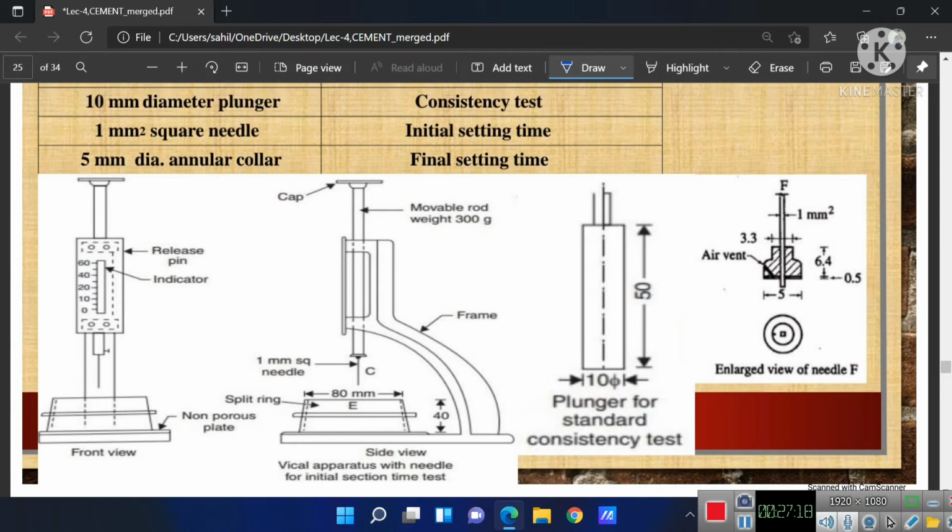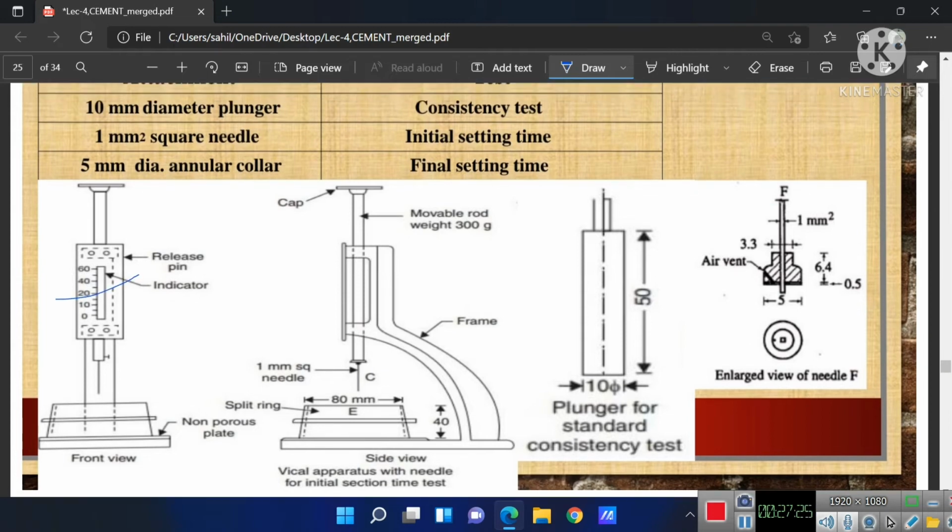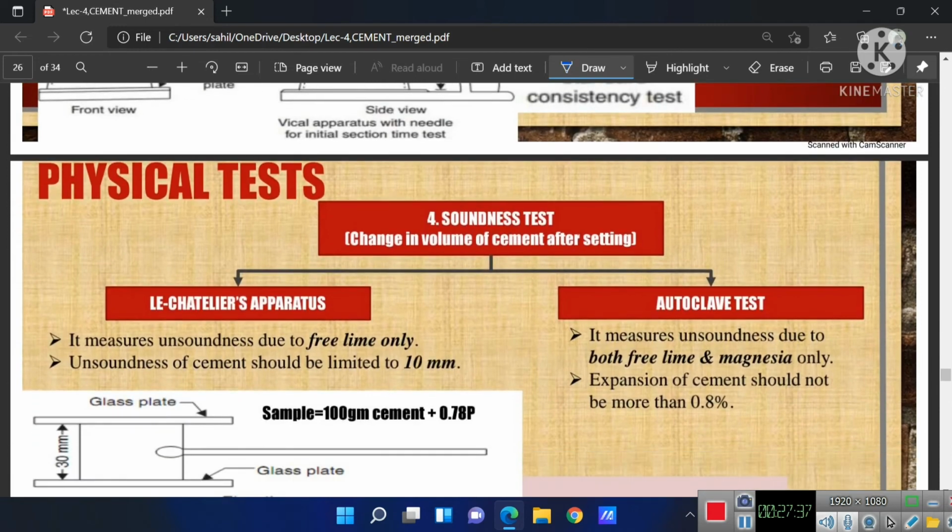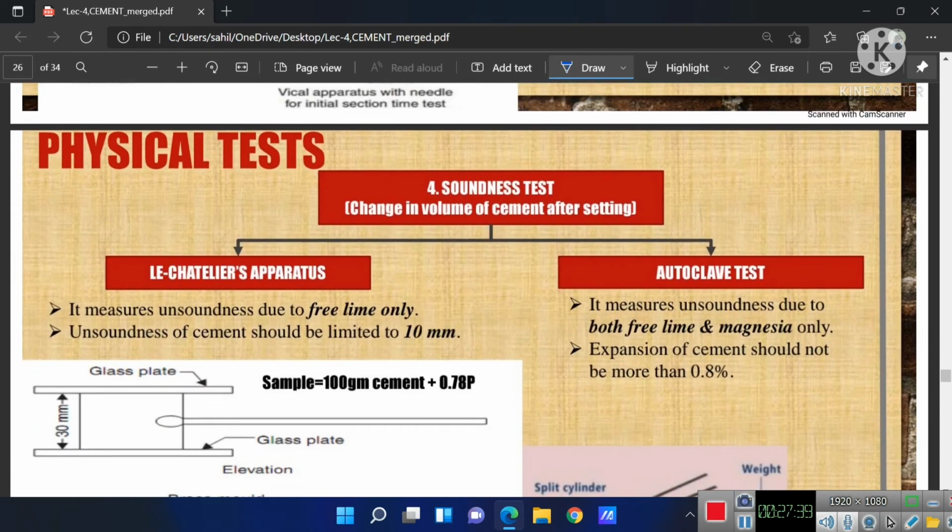Here is the apparatus for initial setting time test, and this is the apparatus for consistency test. This is the front view of initial setting time test. The 4th is soundness test. This is the change of volume of cement after setting.